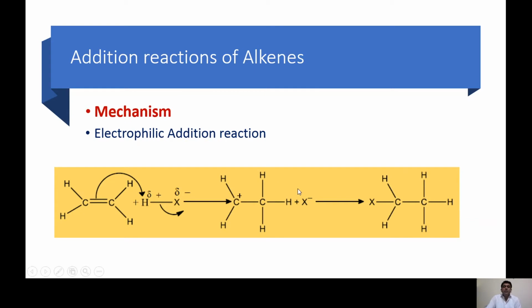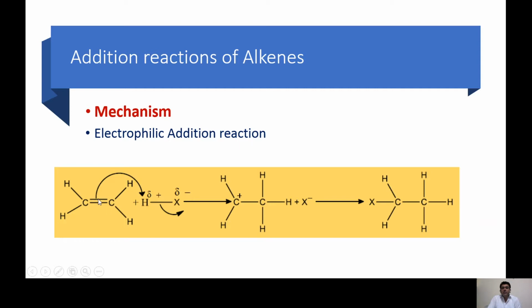For the alkanes we said that they undergo substitution reactions, and their substitution reaction takes place by free radical mechanism or chain radical mechanism. But in this case we are going to add the HX into the alkene. So this kind of mechanism is different from the free radical mechanism. In this case, the addition takes place and this addition is not a single step process. It's a two-step process. And this kind of mechanism is called an electrophilic addition reaction.